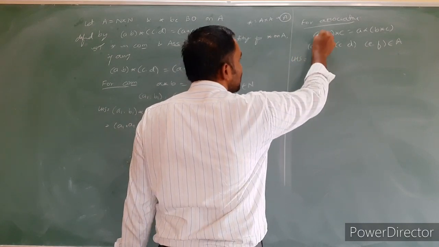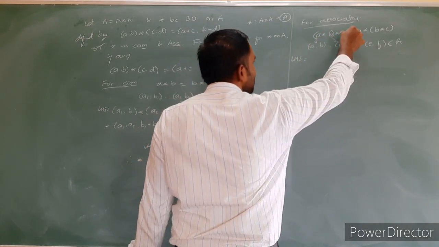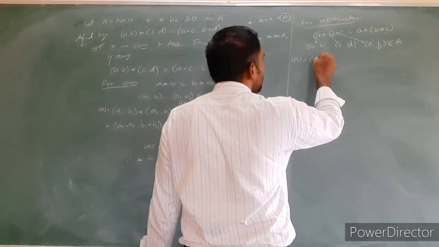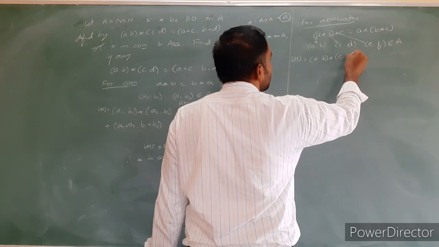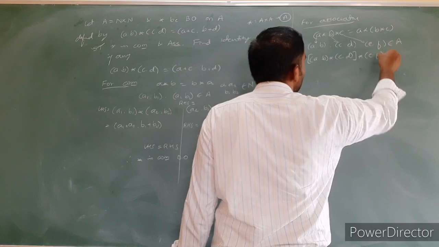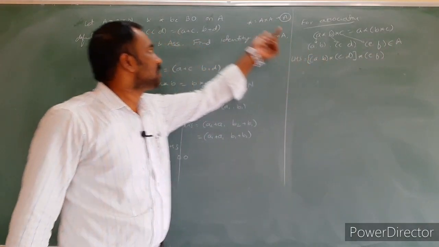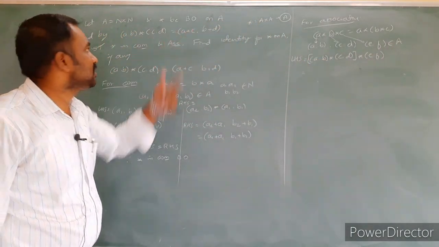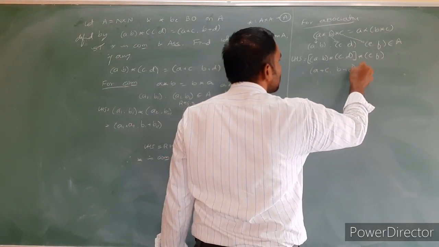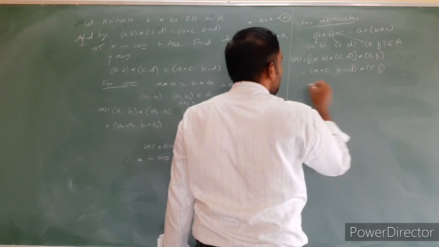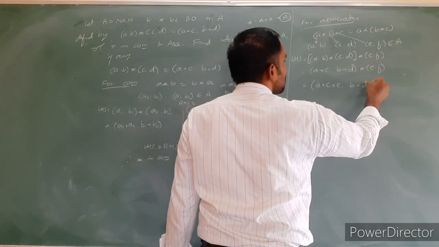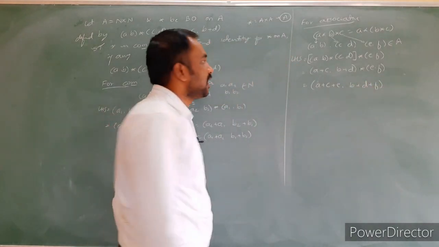What is the LHS? A is the first ordered pair, B is the second ordered pair, C is the third ordered pair. Replace them. What happens? ((a, b) star (c, d)) star (e, f). Apply the definition: (a plus c, b plus d) star (e, f). Again by the definition, (a plus c plus e, b plus d plus f). This is the LHS part.